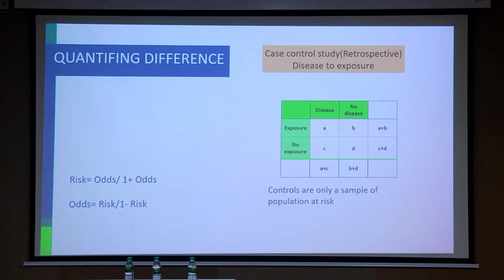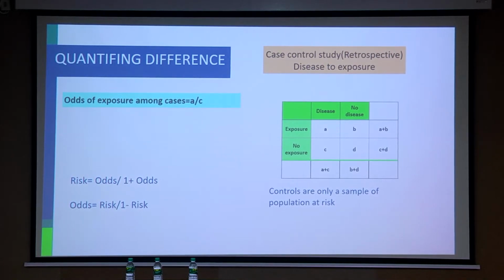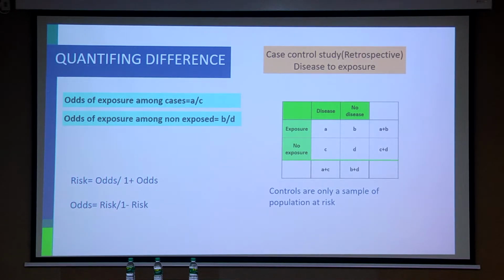However, in a case control study, we cannot calculate the relative risk directly, so we have to do odds. This case control study is a retrospective study. The odds of exposure among cases will be A by C here, while the odds of exposure among controls, that is non-exposed, will be B by D. So the odds ratio will be A times D divided by B times C.